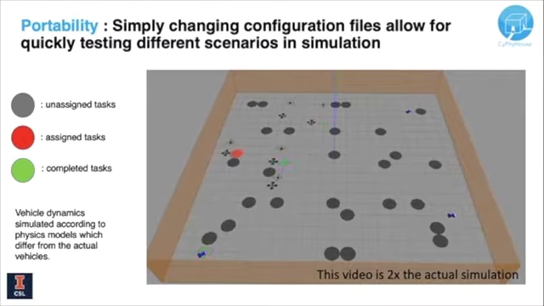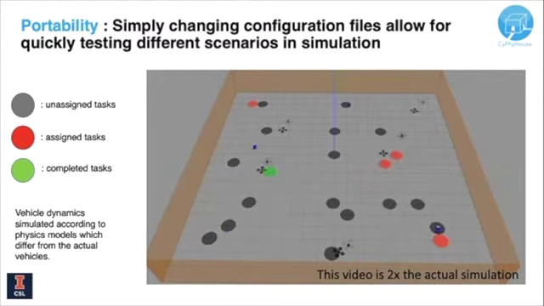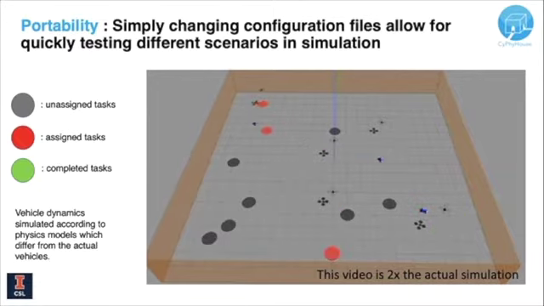So we aimed for portability with the code, and simply changing configuration files allows the same code to be tested on various configurations on our simulator. In this video, we show a simulation of the task application on 5 quadcopters and 3 cars performing the task application. The gray circles are unassigned tasks. They turn red when they're assigned and they turn green when they're completed.